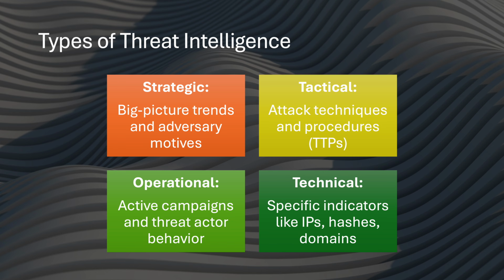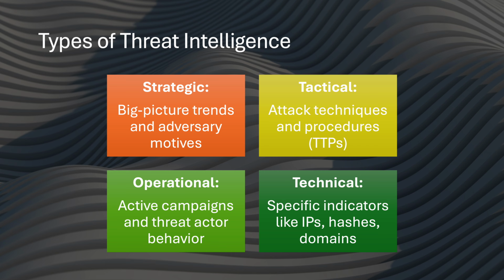There are four main types of threat intelligence, each serving a different purpose in cybersecurity. First is strategic intelligence. This is the big picture view. It looks at global trends, emerging threats, and the motivations of different adversaries. Strategic intel helps leadership make smart, long-term decisions. Next is tactical intelligence, which focuses on the attacker's methods. It's about understanding their tools, techniques, and procedures, the famous TTPs you hear about. This is what helps SOC analysts detect and stop attacks.